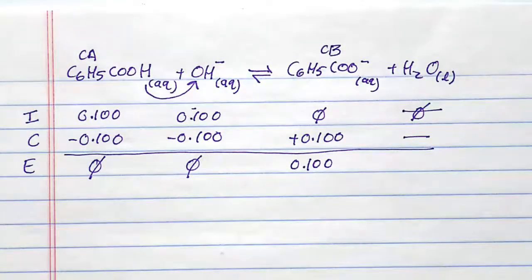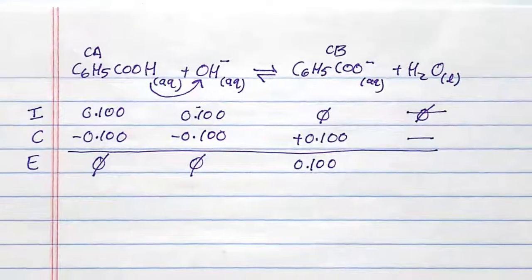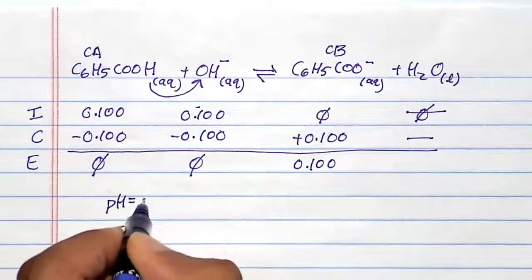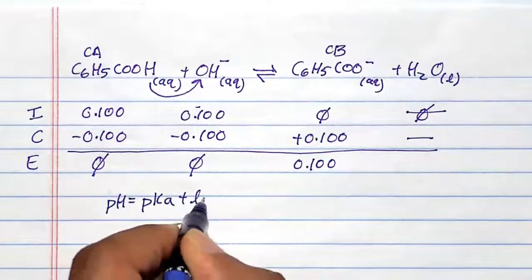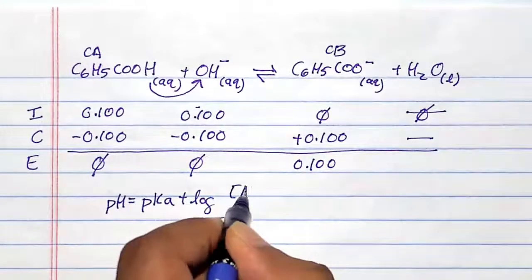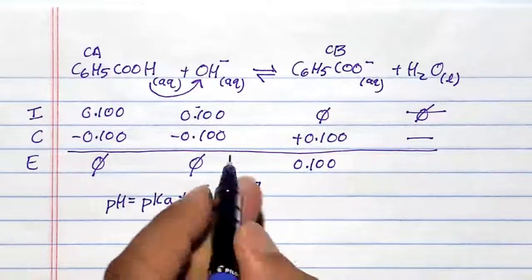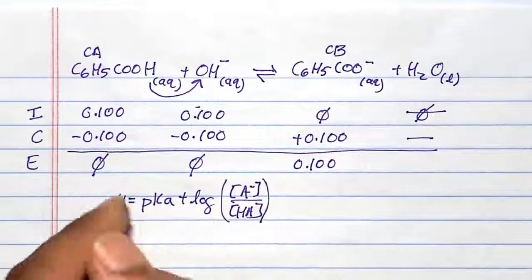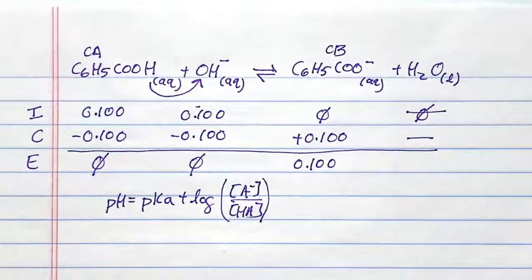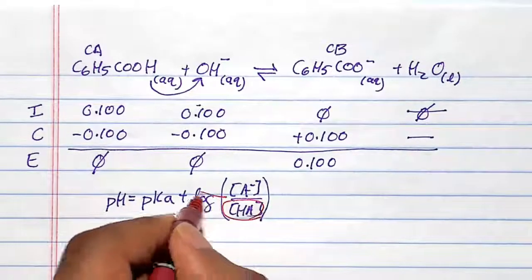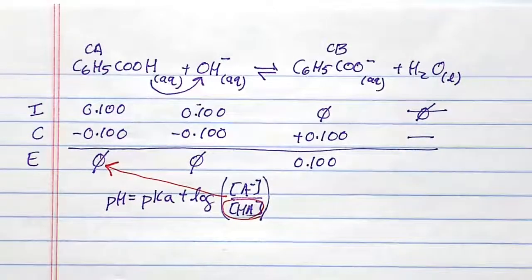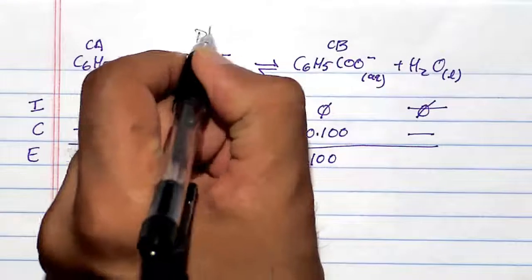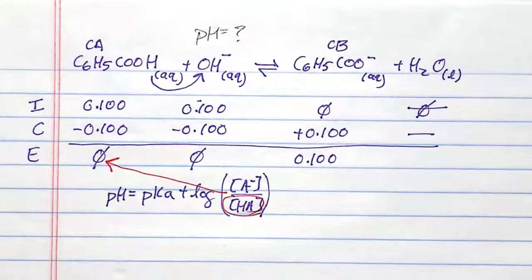To determine the pH, we cannot use the Henderson-Hasselbalch equation, because if you remember, the Henderson-Hasselbalch equation is pH equal to pKa plus the log of the ratio of the conjugate base to the conjugate acid. We can't do that because our HA, our conjugate acid, is 0. You cannot have 0 in the denominator. So how we get the pH is our conundrum here.